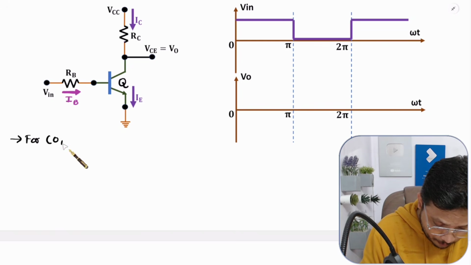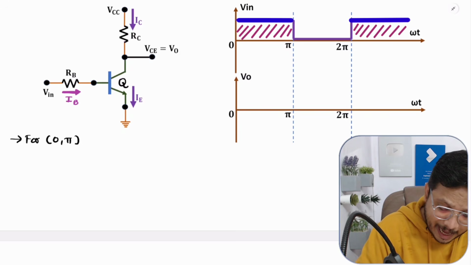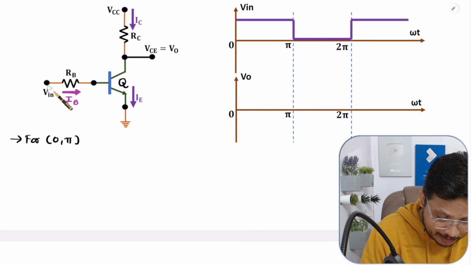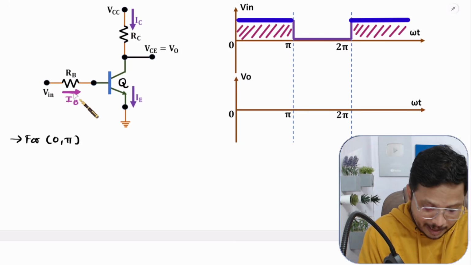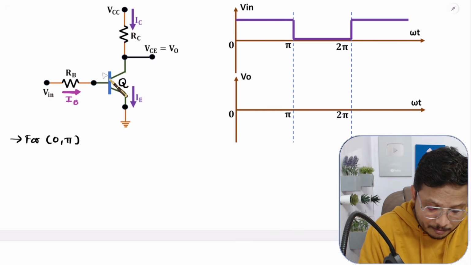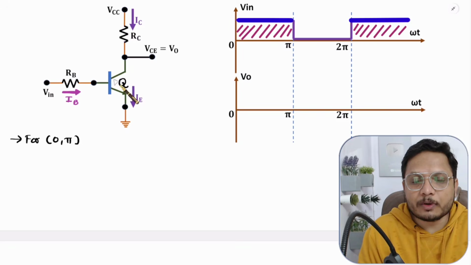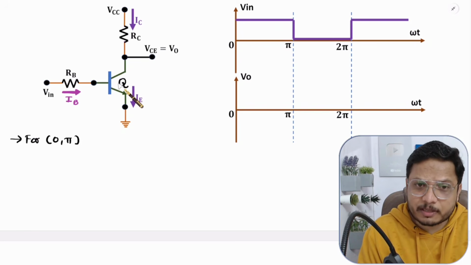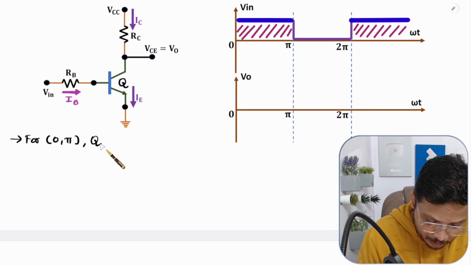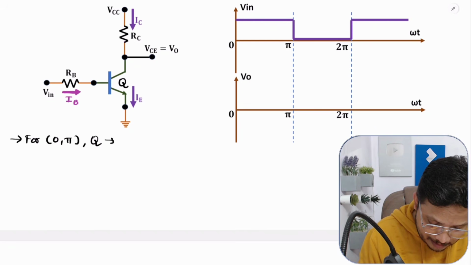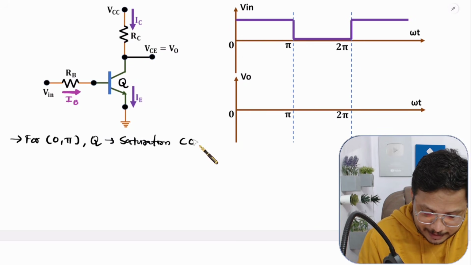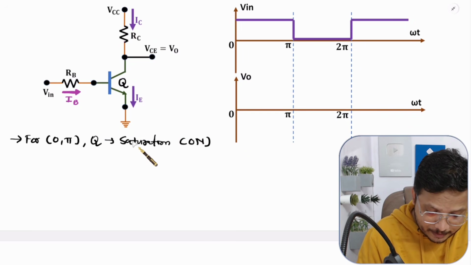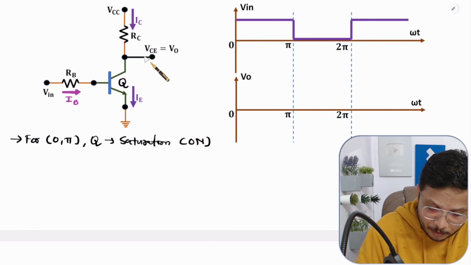For 0 to pi, higher potential is given at input, because of which the IB current will be high. If the IB current is high, this transistor Q will come in saturation mode. As it is coming in saturation mode, you can say it is on. Then what will be my output?